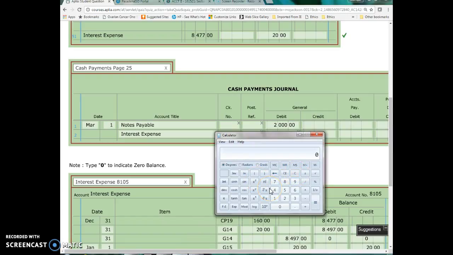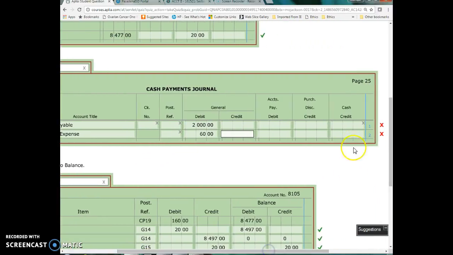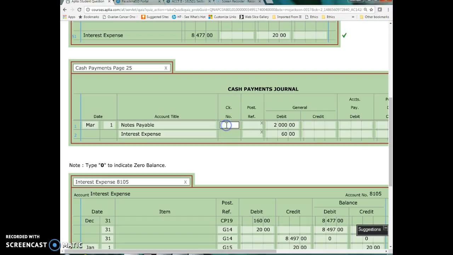Well, it's a 90-day note, so that's 90 over 360, times the note is $2,000, times the interest amount is 12%, so $60. And how much cash is being credited, paid? $2,060, adding these two together. What's our check number? 543.